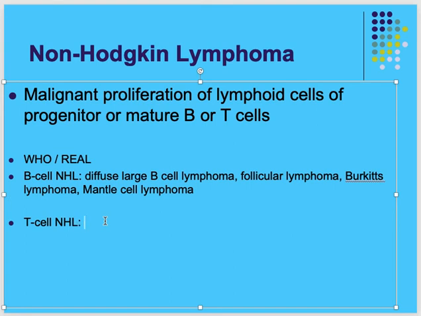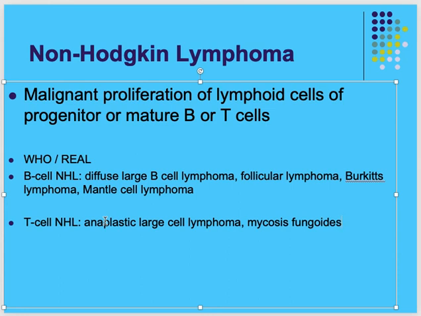Of course, there is activation of some type of gene. The examples for the T cell type are anaplastic large cell lymphoma, as well as mycosis fungoides. So this is one of the classifications.